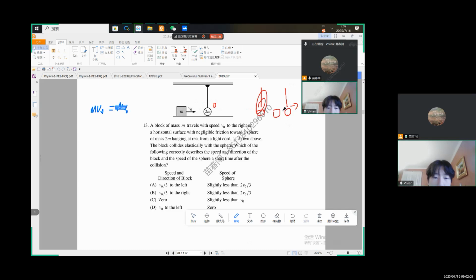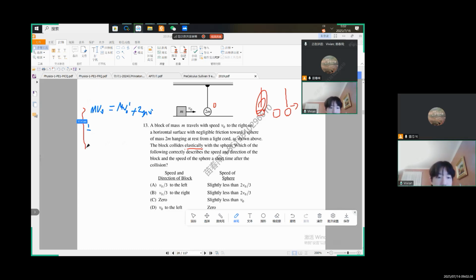Inter prime plus 2V prime, right? For the momentum. Yeah. And then you can also use the elastic collision, another equation. Okay.